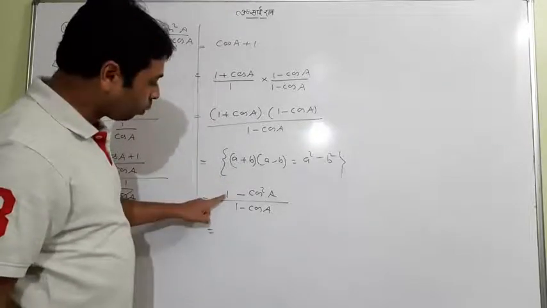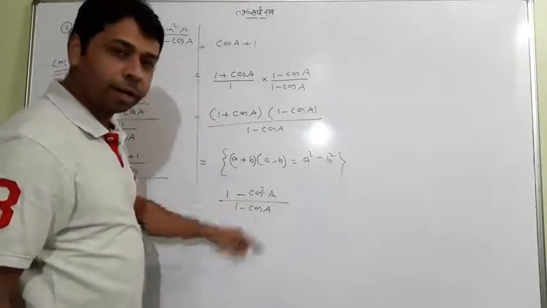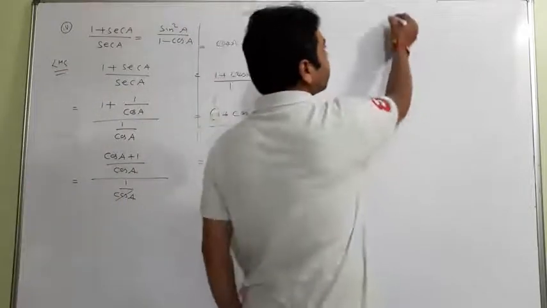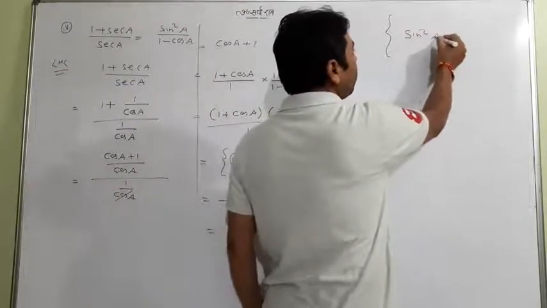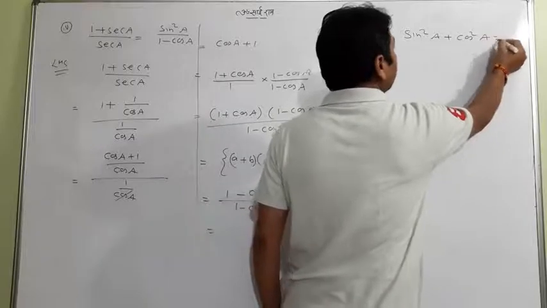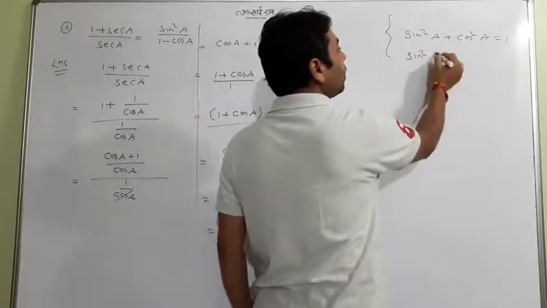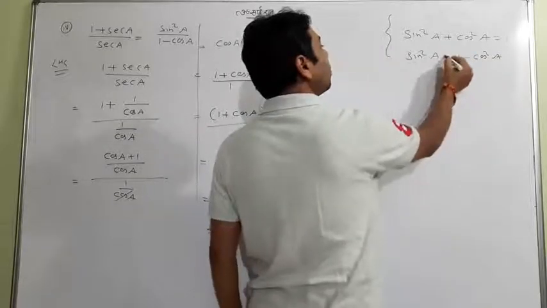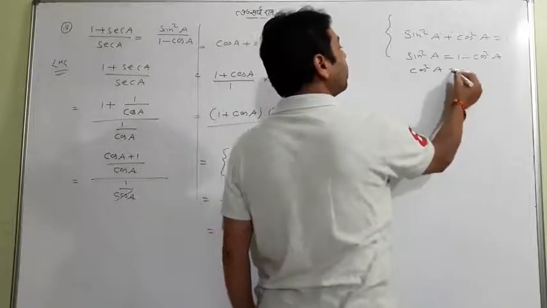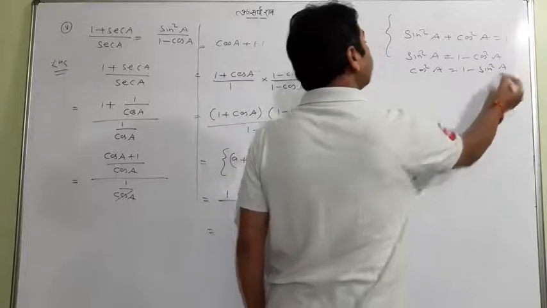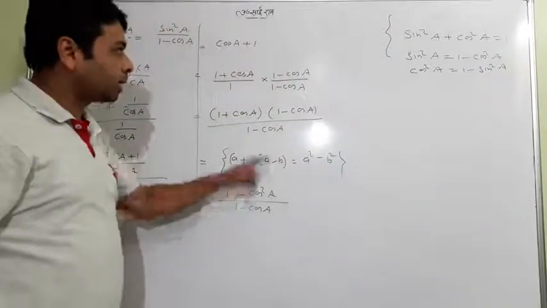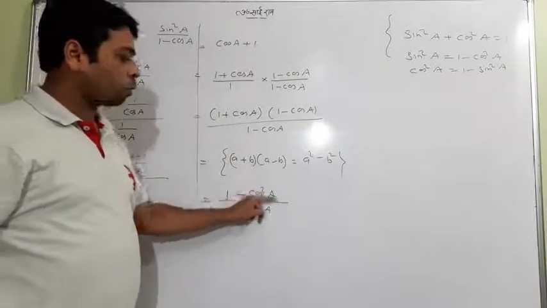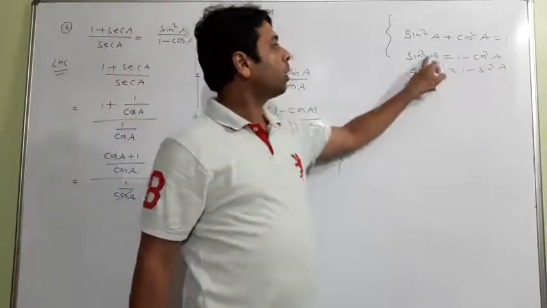So what does it look like? 1 minus cos square a. And you remember the identities: sine square a plus cos square a is 1, so sine square a equals 1 minus cos square a, and cos square a equals 1 minus sine square a. These were the identities, and you can use them here. Look at the first one: 1 minus cos square a equals sine square a.